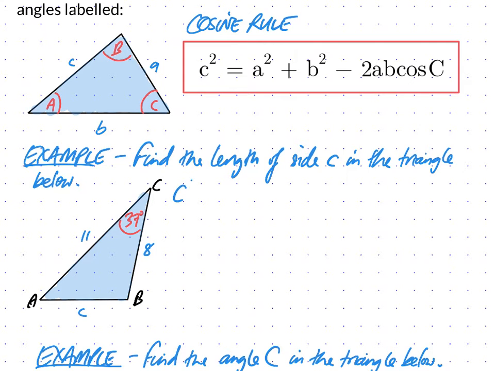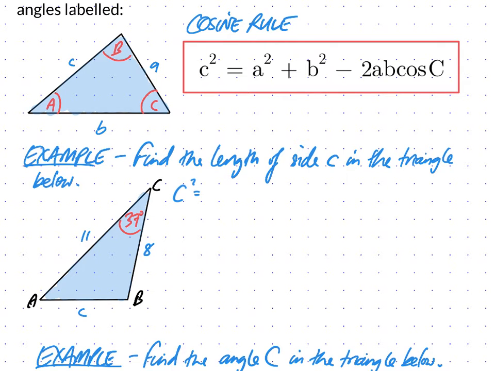So C squared equals A squared. It doesn't matter which side you decide is A or B, just be consistent with it. The only thing that you have to be consistent with is that the sides are opposite their angle. So this angle 37 is going to be the cosine C thing that we're dealing with here. That is opposite the side that we're trying to find.